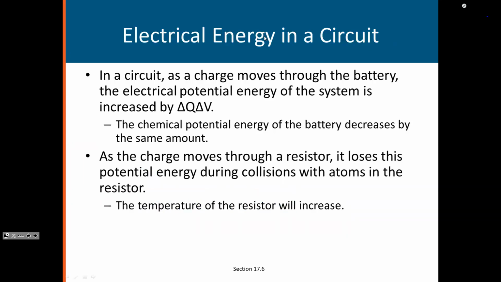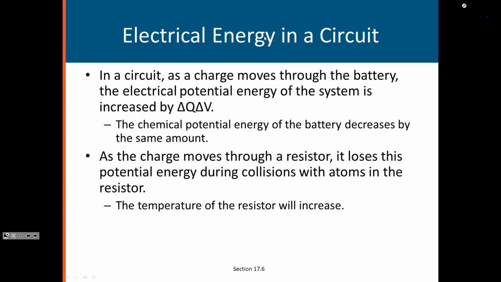Okay, so we move to another section, electrical energy in a circuit. In a circuit, what happens? We have a battery. The battery will increase the electrical energy of the charges by providing its chemical potential energy. There are chemical reactions occurring inside the battery, the cell, even if it is a dry cell. So the chemical energy is transferred to electrical energy of the charges.